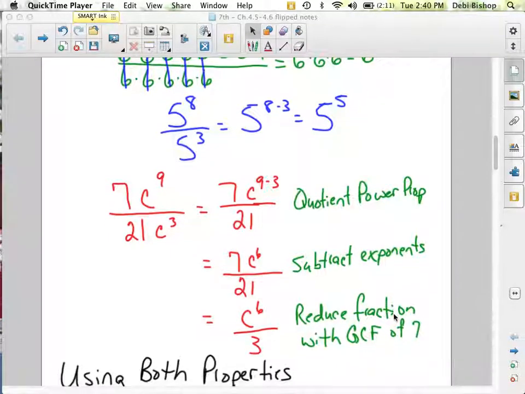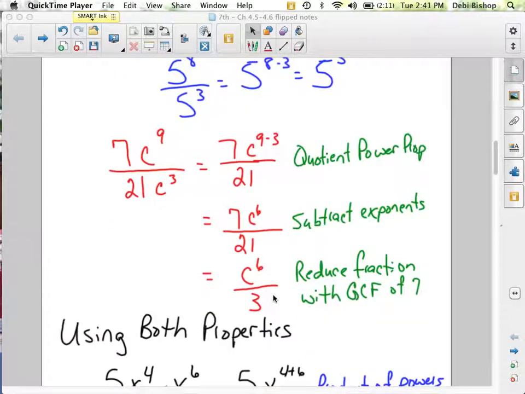If I have 7c to the 9th divided by 21c cubed, we're going to go with our quotient of powers property, and I have 7c to the 9 minus 3, so again, numerator minus denominator, divided by 21. So I have 7c to the 6th divided by 21 after I subtract my exponents, and then I reduce my fraction. I reduce the fraction with a GCF of 7, so I divide the numerator and denominator by 7, and I'm left with c raised to the 6th power over 3. I could have a 1 right here, but it's not necessary. But remember, c to the 6th power is on your numerator.